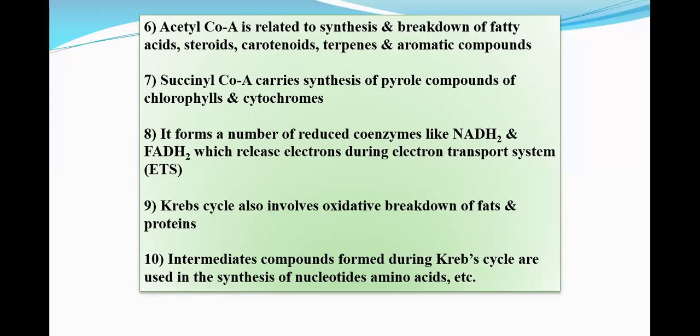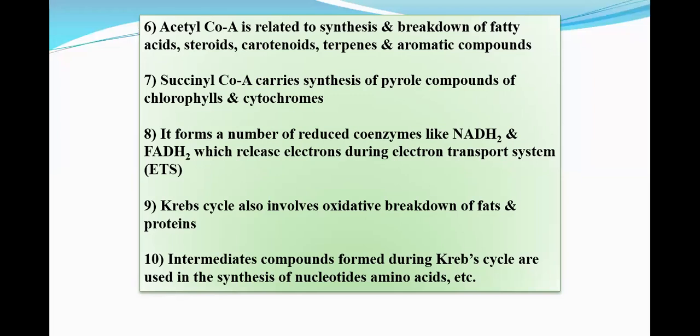Then it forms a number of reduced coenzymes like NADH2 and FADH2. NADH2 and FADH2 are the hydrogen acceptor coenzymes which get reduced. And later on, in the next step, that is electron transport system, they can generate the ATP molecule. Already we know NADH2 gives 3 ATP, FADH2 gives 2 ATP, that will be produced during the electron transport system. Then this Krebs cycle also involves oxidative breakdown of fats and protein.